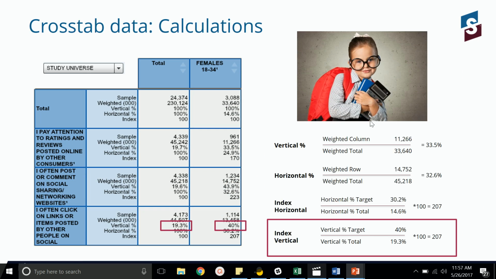In order to understand why it is sometimes important to rebase your audience, it's helpful to look at the way the calculations for indices are done. Indices are always calculated in relation to your base. They are determined by dividing the percent of your target by the percent of your total, i.e. your base, and then you multiply that by 100.